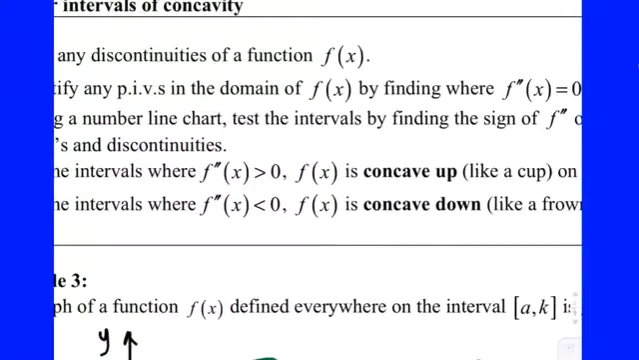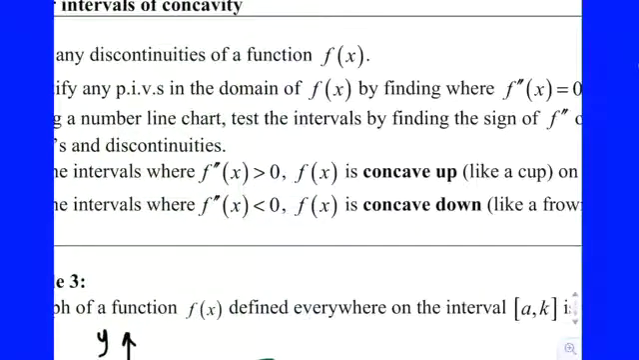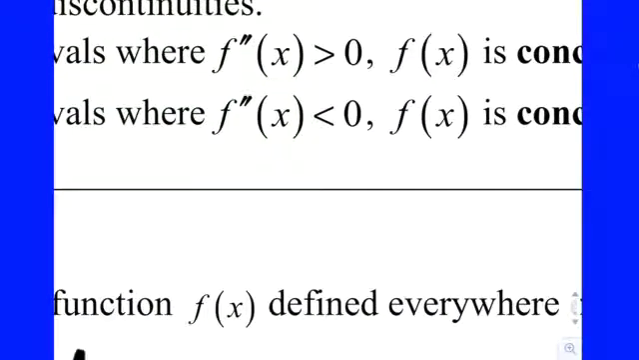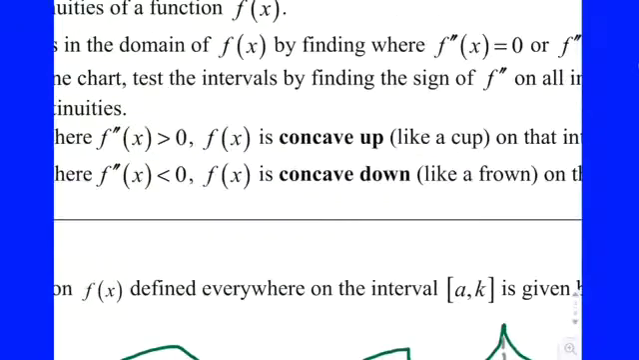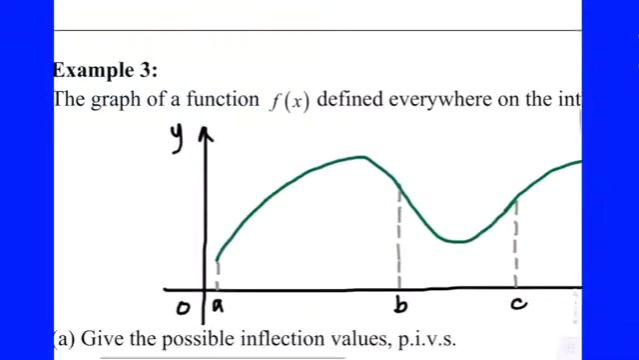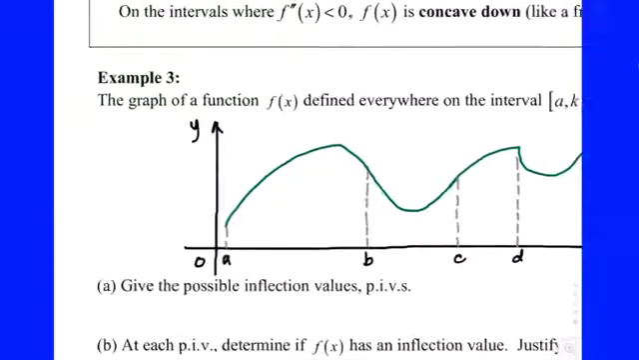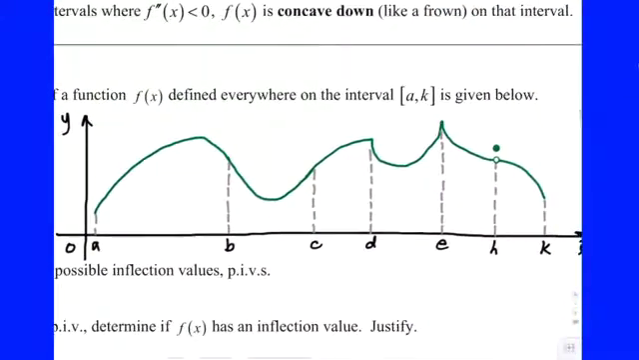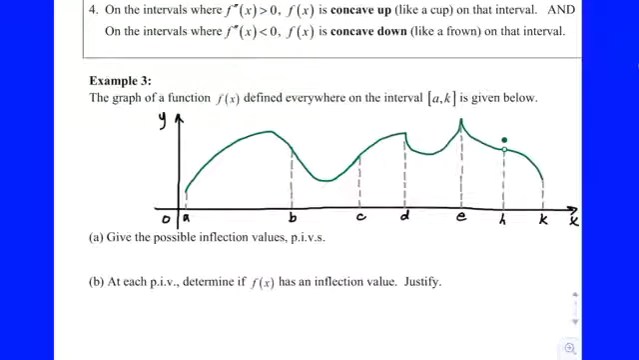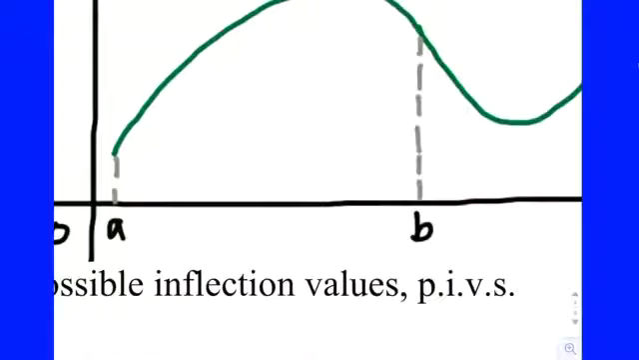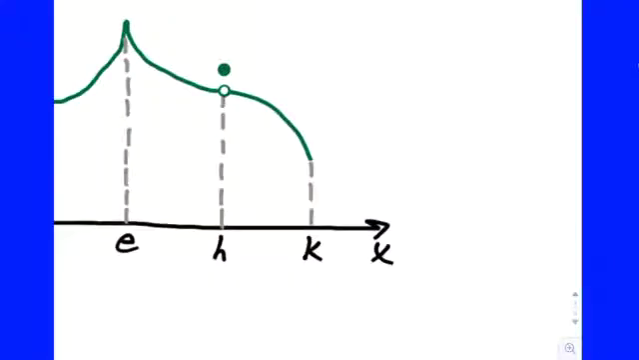And wherever the second derivative is positive, the graph of f is concave up on that interval. And wherever the second derivative is negative, f is concave down on that interval. Okay? All right, so let's start with a graph before we get to the equation. Here's the graph of the function. It's defined everywhere on the interval from a to k. Now notice that's a closed interval. So even though there's nothing on the end there, we'll assume that it's continuous at the left endpoint, and we'll assume that it's continuous at the right endpoint.